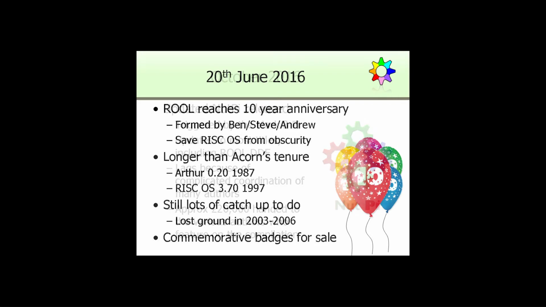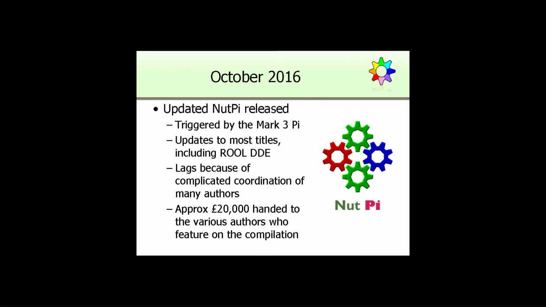So a bit later in the year, October, we released a new version of the NutPi. So for anyone who doesn't know, that is a collection of commercial applications suitable for, or cut down to work on the Raspberry Pi. There's roughly £600 worth of software if you were to go around and buy each of the titles individually, and that's available as a special Pi only version for £35 plus VAT.